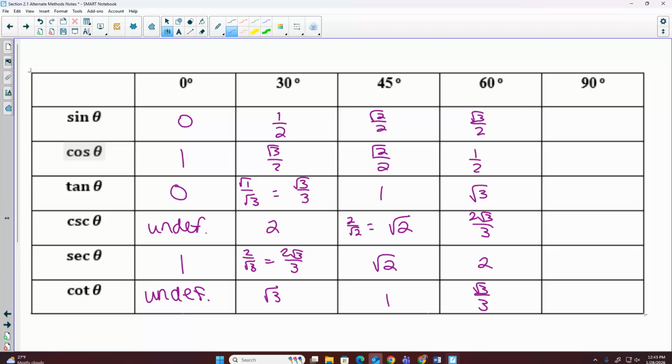And then 90, so if you fold in your pinky. So sine, square root of the top over 2, so square root of 4 over 2 is 1. Cosine, you get 0. Tangent gives us square root of 4 over square root of 0, so undefined. Then cosecant would be 1. Secant would be undefined. And cotangent, reciprocal of undefined, is 0.